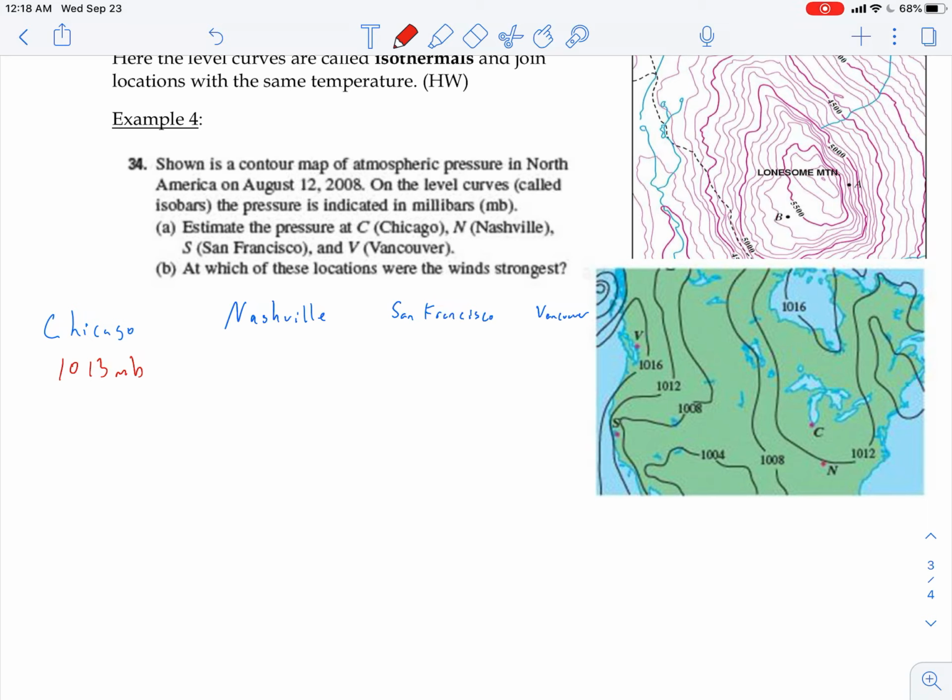All right, what about Nashville? Nashville looks very, very close to 1012, and if I connected a line to 1008, it looks like it's pretty much on 1012, so we can say Nashville is 1012 millibars. San Francisco looks like it's right in between these two isobars of 1012 and 1008, so we're going to say that's 1010 millibars.